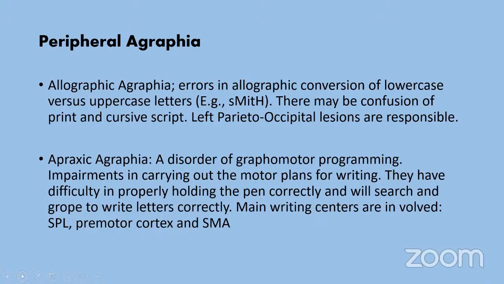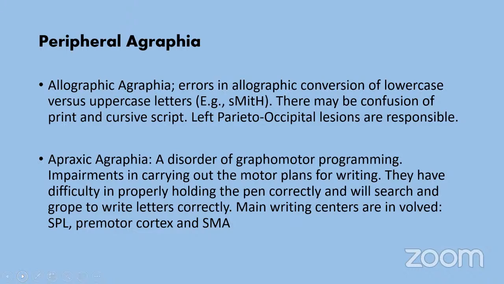The last one in peripheral agraphia is apraxic agraphia. There's a disorder of graphomotor programming. There are impairments in carrying out the motor plans for writing. They have difficulty holding the pen correctly and will search and grope to write letters correctly.